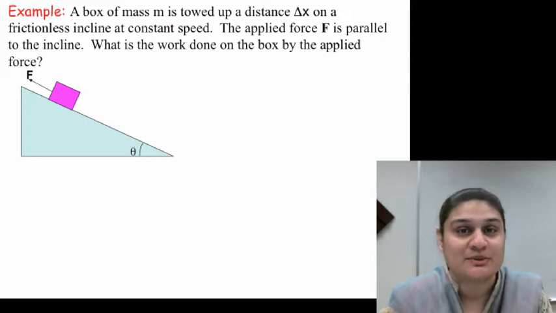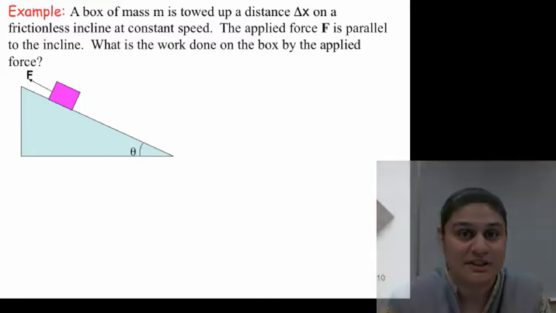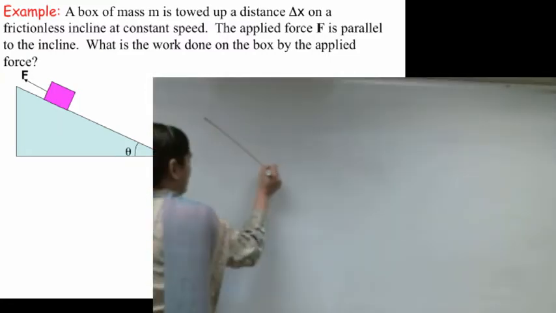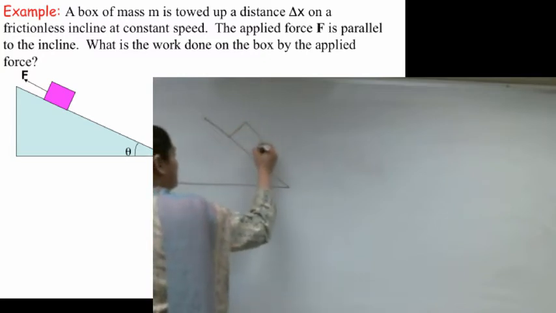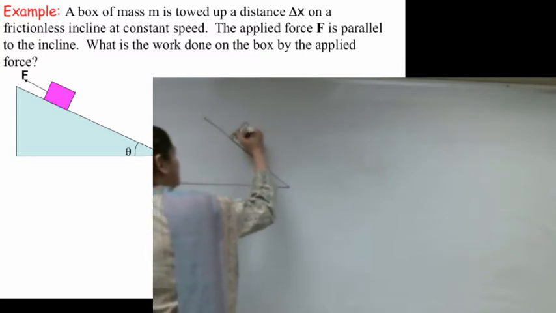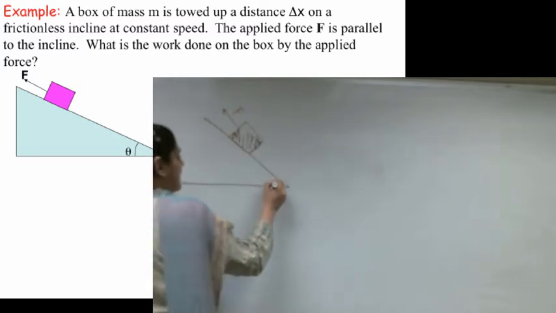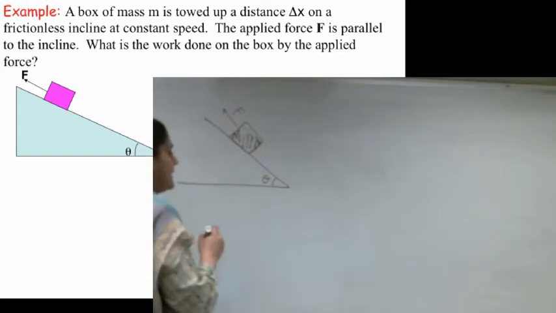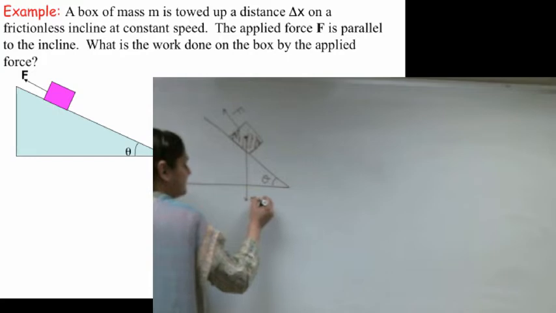So as always, we will start by drawing a diagram and all the information that the question gives us. So let's first start with drawing our picture. Here's my box moving up, right? And this is the direction of our applied force. My angle here is theta, and the weight acts downwards, always.